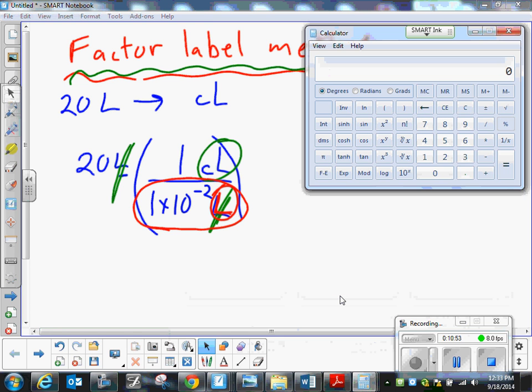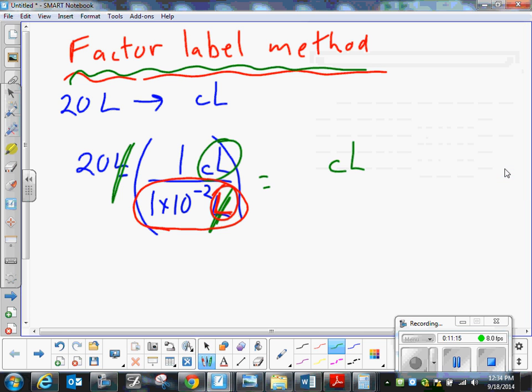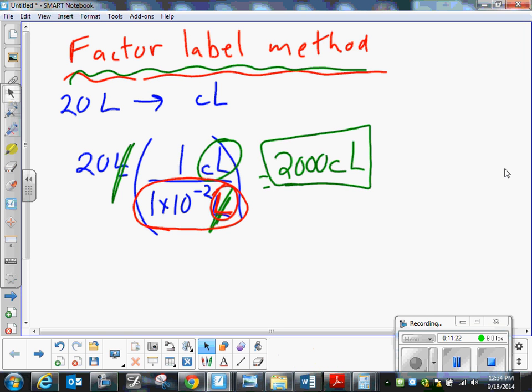Okay, and we have 20, so I push 20. And then now the number's on bottom, so I have to push divide. And then I put in 1 exp negative 2, and I get an answer of 2,000, okay? And that is the correct answer, so it's 2,000 centiliters. Okay, so once you get a hang of that, I'll show you a two-step problem.